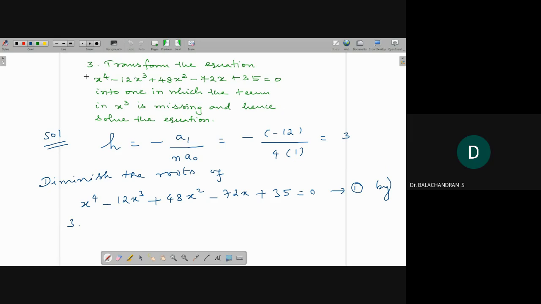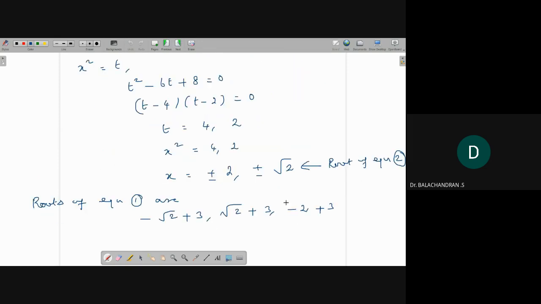Okay, so we need to first transform this equation in which the x cube term is missing, and hence solve the equation. You thought that you need to solve the transformed equation. Actually, that is not usually the case. I need to solve the given equation. So first you need to find the roots of the transformed equation. From the transformed equation, we need to find the roots of the given equation also.